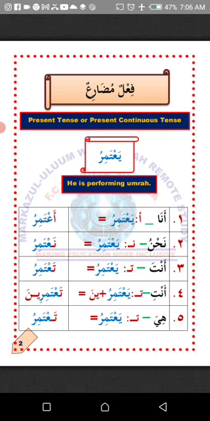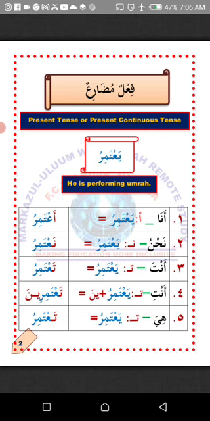The question is, how do we change the verb ya'tamir to suit the pronouns below? Ya'tamiru simply means he is performing umrah. He in Arabic is huwa, which is the opposite of hiya, she. So how do we now change the verb ya'tamiru to suit the following pronouns?